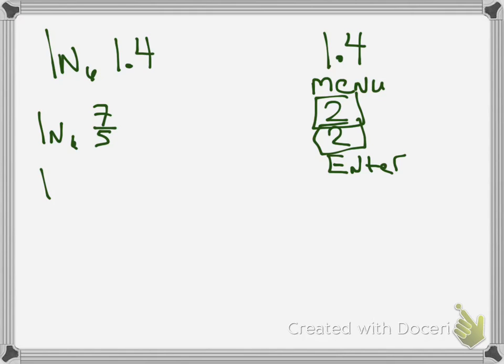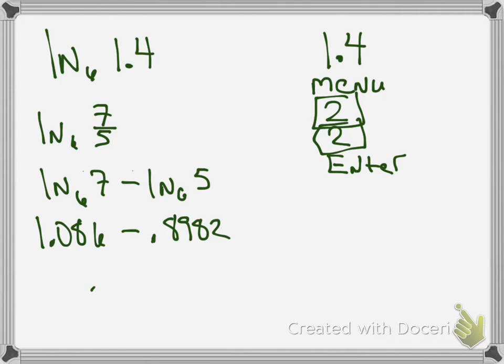Anyways, then I can see that's 7/5, so that means that's log base 6 of 7 minus log base 6 of 5. And I can substitute the decimals, subtract, press enter, and get the answer, and there you go. That's it.